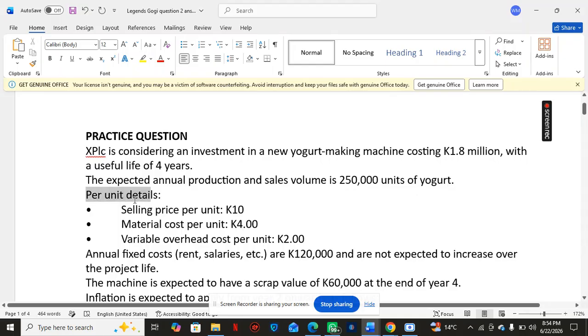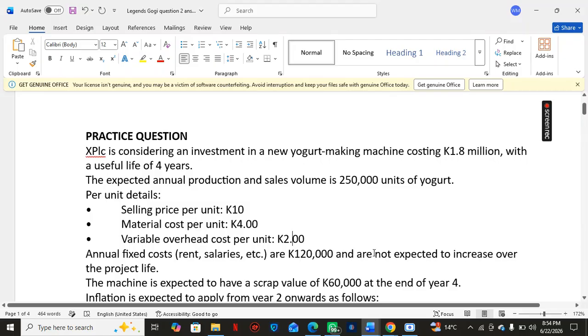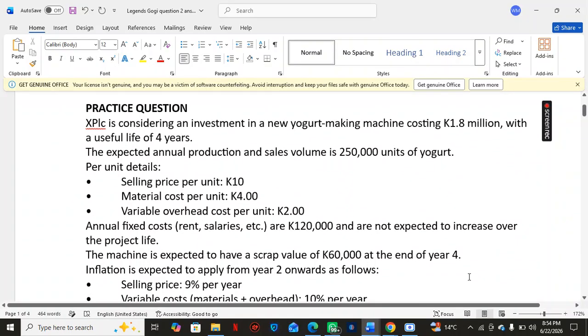The per unit details are here. Selling price 10 kwacha per unit, material cost 4 kwacha per unit, variable overhead cost per unit 2 kwacha per unit. Annual fixed costs, rent, salaries are 120,000 and are not expected to increase over the project life. The machine is expected to have a scrap value of 60,000 at the end of year 4.